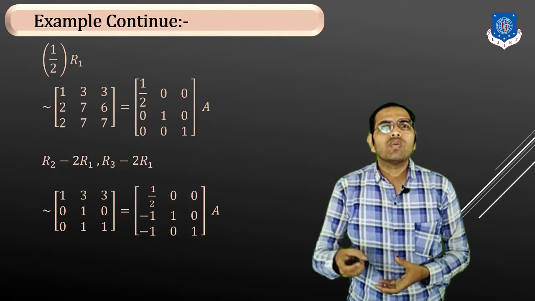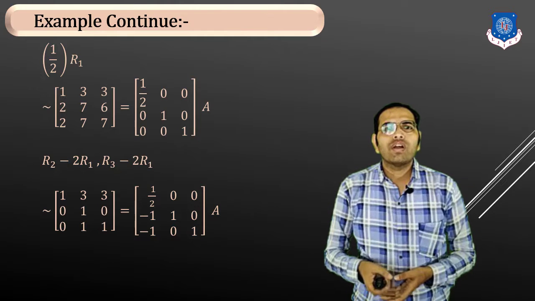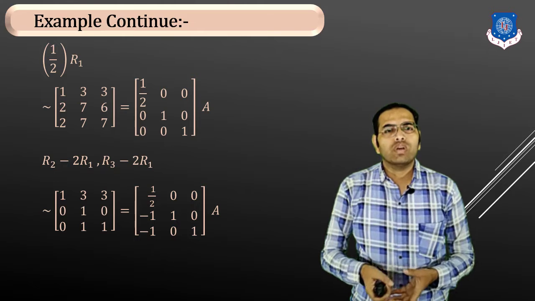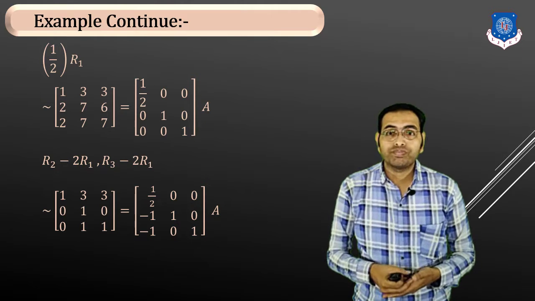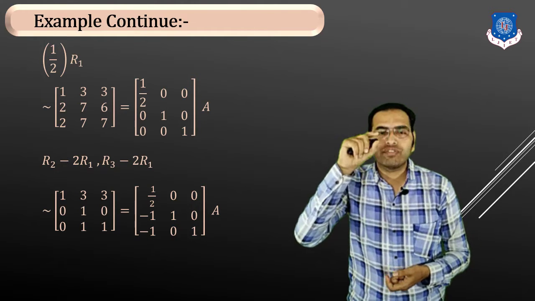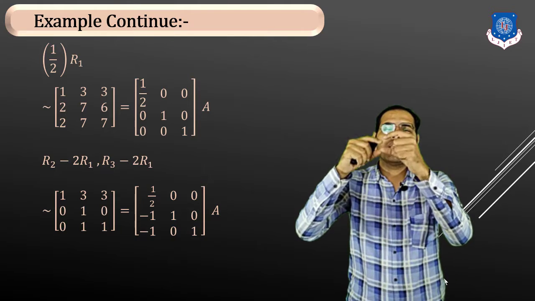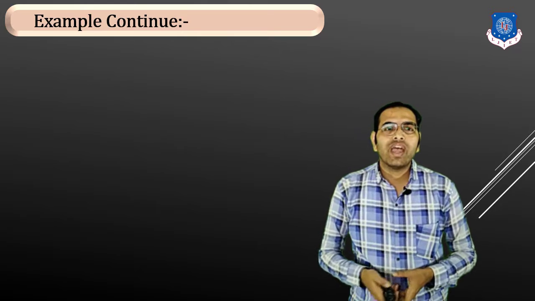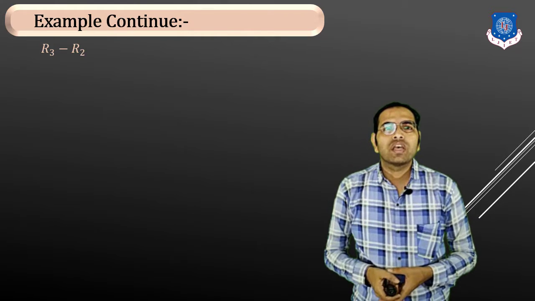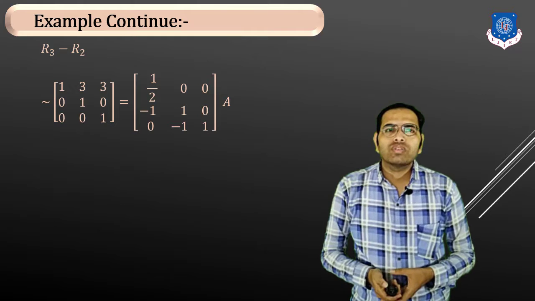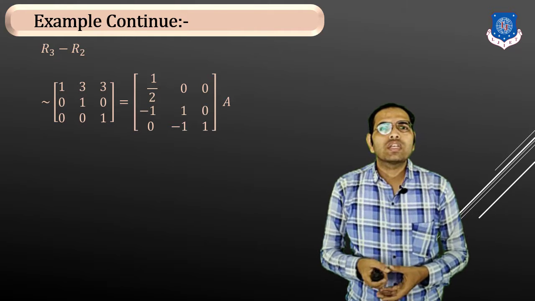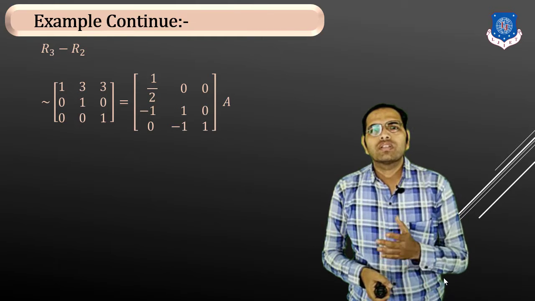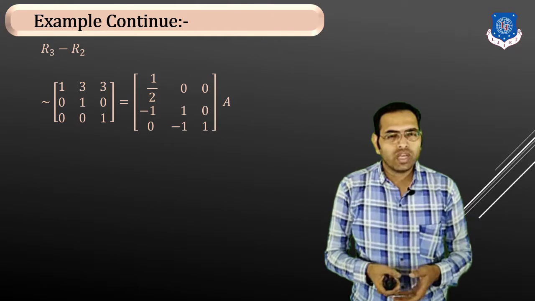[1 3 3; 0 1 0; 0 1 1] equal to [1/2 0 0; -1/2 1 0; -1 0 1] into A. Now the second row has a leading 1, and with the help of that leading one, we make the bottom entries 0. For that, applying the row operation R3 minus R2, that will give you [1 3 3; 0 1 0; 0 0 1] equal to [1/2 0 0; -1 1 0; 0 -1 1] into A.